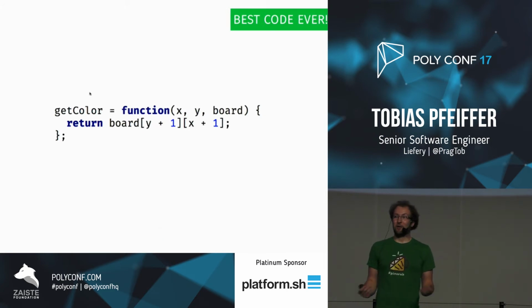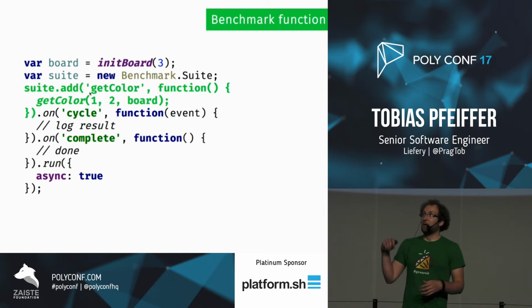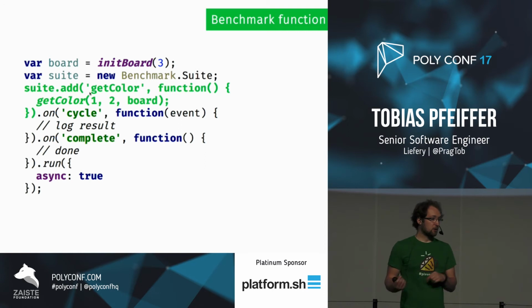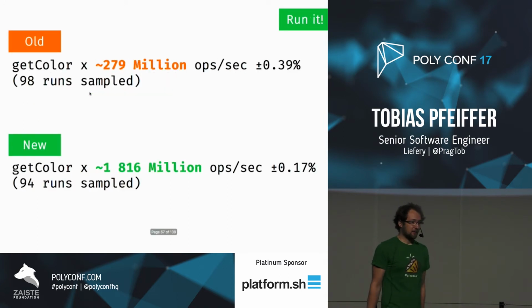So we go on, we refactor it. It's the best code ever because I have to throw away such a bunch of code. It's amazing. Now we write a benchmark with benchmark.js, and basically the most important thing is we add whatever we want to do, a function. We get the color of 1, 2 on that board, and then we have a couple of events where we then actually get the results.